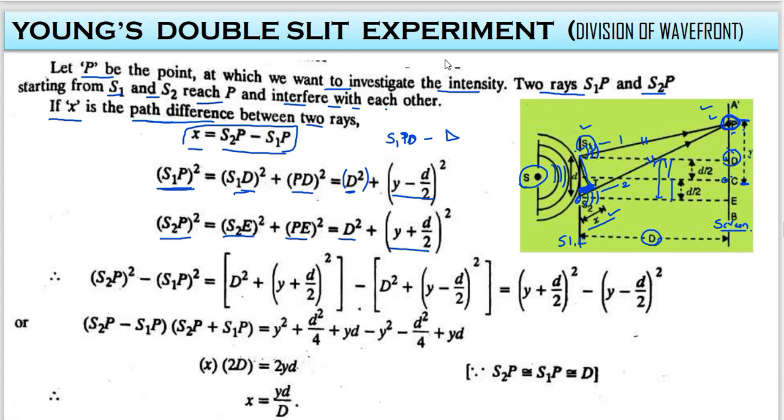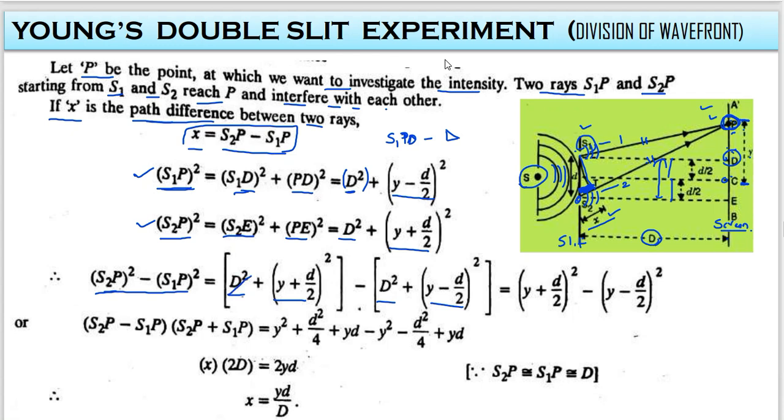It is clear from the picture that these two are right angle triangles, so we use the formula h square equals p square plus b square. So what will be S2P square minus S1P square? Take this one as the S2P square and this one as the S1P square, so take the difference: d square plus (y plus d by 2) square, minus d square plus (y minus d by 2) square.